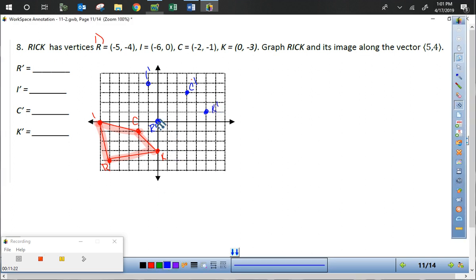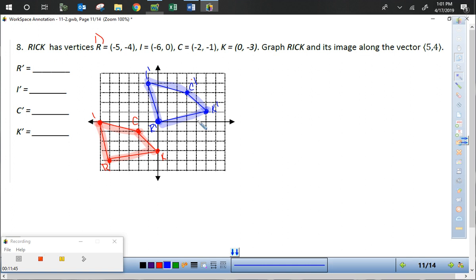Now, if it's difficult for you to graph those when you have to move quite a bit of distance, shifting to the right 5 and up 4 is a lot to be counting. So if you struggle with that, you can find the ordered pairs first, algebraically, and then go ahead and graph those. Okay, so let's find them algebraically, and we can compare them to our graphs.